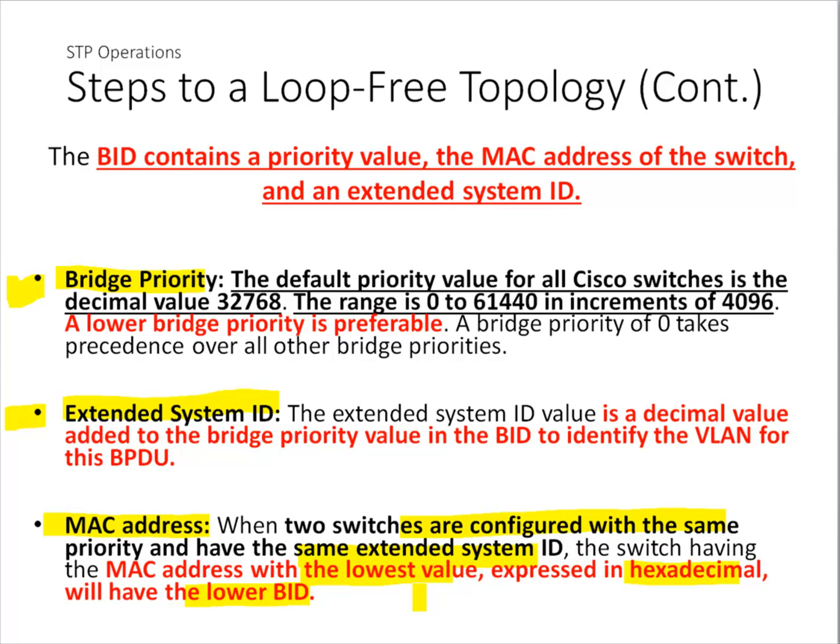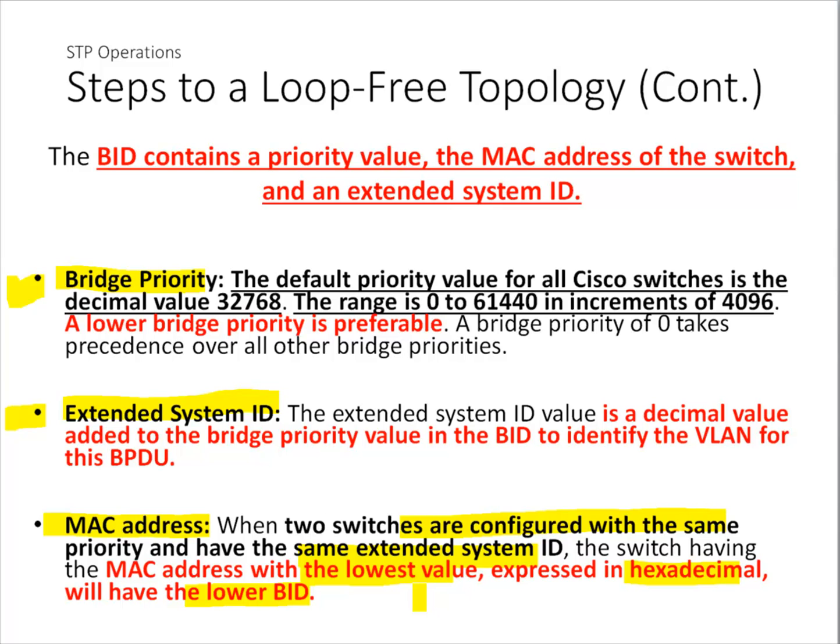Then, what does the extended system ID mean? The extended system ID value is a decimal value added to the bridge priority value in the BID to identify the VLANs for this BPDU. We are going to discuss it further. Whenever you have any VLAN, the extended system ID will automatically be used. Now we are going to the bridge priority.